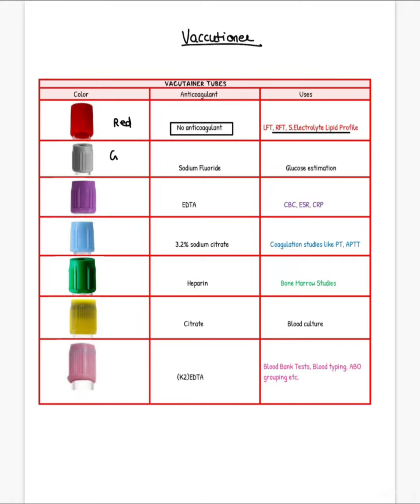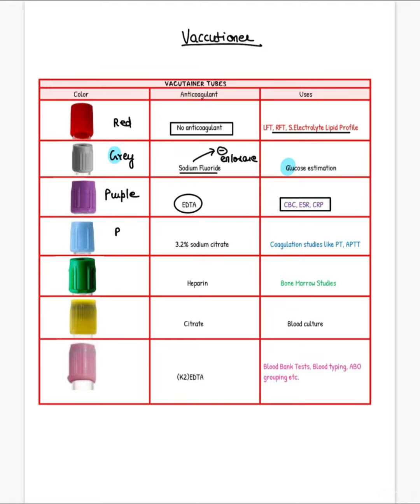Then coming to the gray one, this contains sodium fluoride. This is an anticoagulant that inhibits the enzyme enolase, and this gray one is used for glucose estimation. This is very important. Then coming to the next commonly used one, that is the purple one. This purple one contains EDTA, ethylene diamine tetraacetic acid, and this is used for blood things, that is complete blood count, erythrocyte sedimentation rate, and CRP.